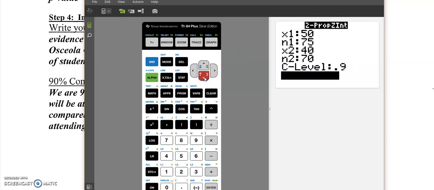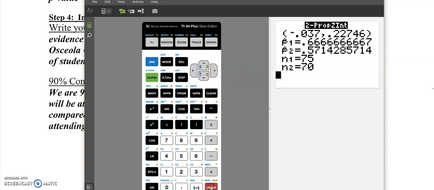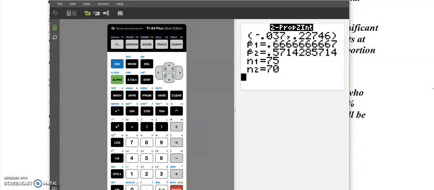Notice the answers will be close to each other, close to what we got by hand, but a little different, but either one's fine. And then notice we got a negative and a positive. That means something because we're comparing Osceola campus compared to Lake Nona. So the negative and the positive, since we're comparing, means lower or higher.